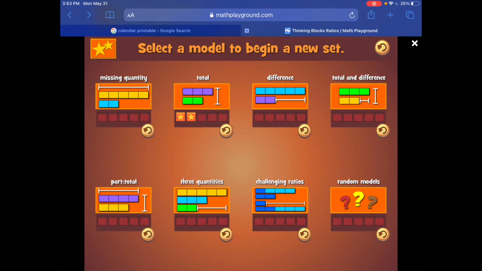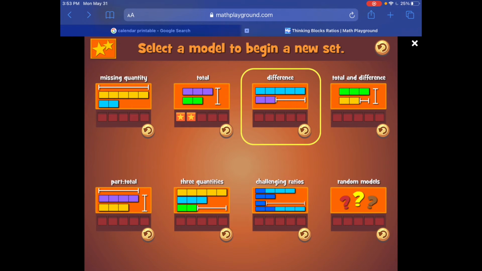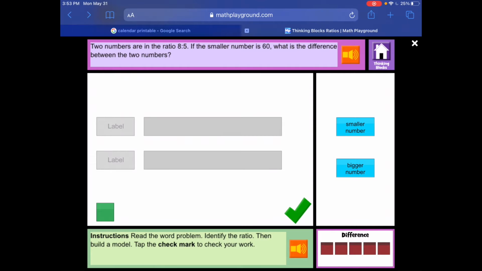Hey, VLS math class. You might be able to predict which one we're going to do next. We're going to do the third one in the top row, difference. Remember to click right in the middle and not on that arrow that goes in a circle. That'll just reset your progress. So click right in the middle on difference.